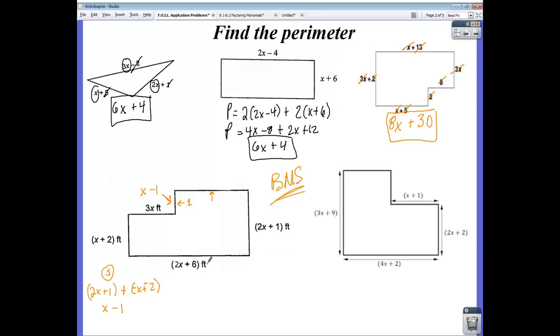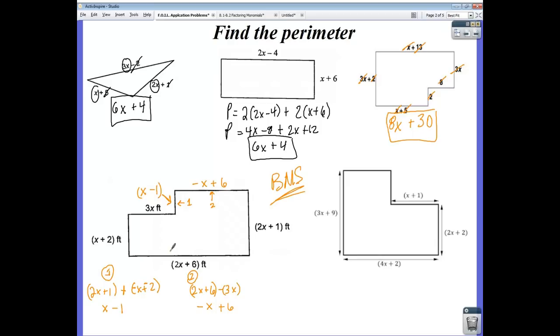So I'm going to do the same thing here. The entire thing is 2x plus 1, and I call this side 2. I have 3x of that so far. So if I take 2x plus 6 and take away from that 3x, I'm taking 2x minus 3x, I get a negative x, and then plus 6. So side 2 is negative x plus 6.